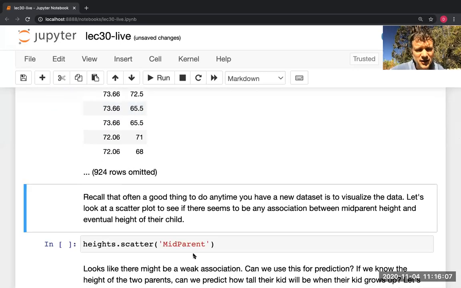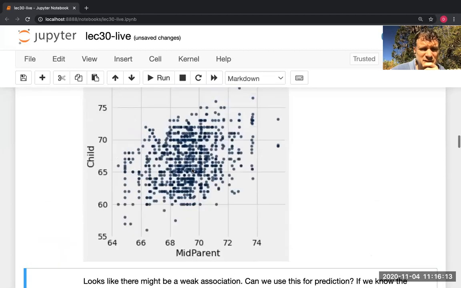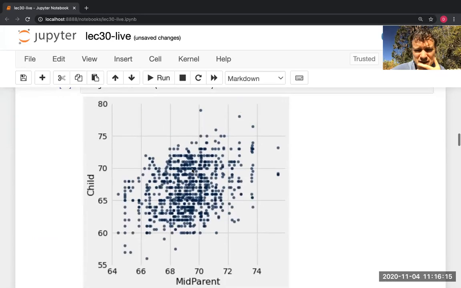Anytime you've got a data set, a good place to start is by doing some exploratory analysis. Just try to visualize what's happening here. So let's do a scatter plot. This is a scatter plot of, on the x-axis, the mid-parent height, the height of the parents, and the y-axis is the height of the child. All right. So looking at this scatter plot, maybe send me a message in chat. Do you think there is an association here?